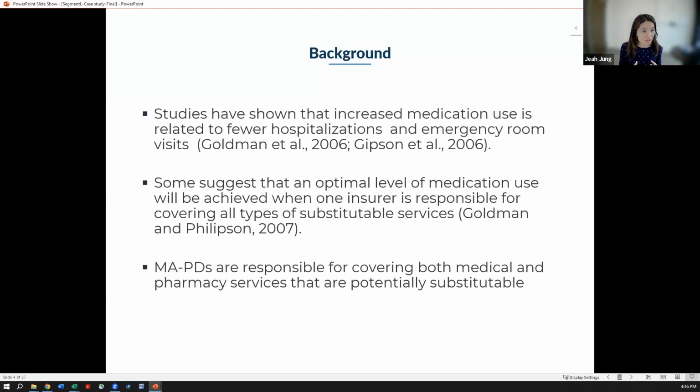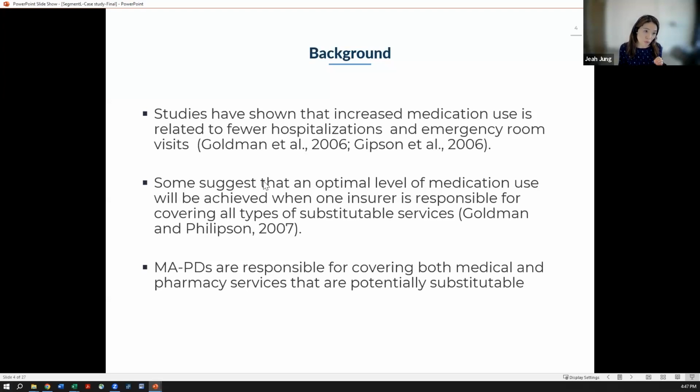Studies have shown that when you increase medication utilization or medication adherence, people experience fewer hospitalizations or emergency room visits. That's why we emphasize improving medication adherence. It is a very common issue, and some of you might be thinking about doing this study: you can look at the utilization and then see whether they have a smaller number of hospitalizations, etc.